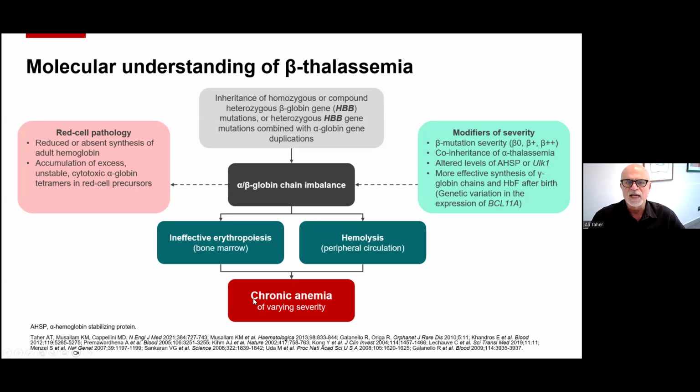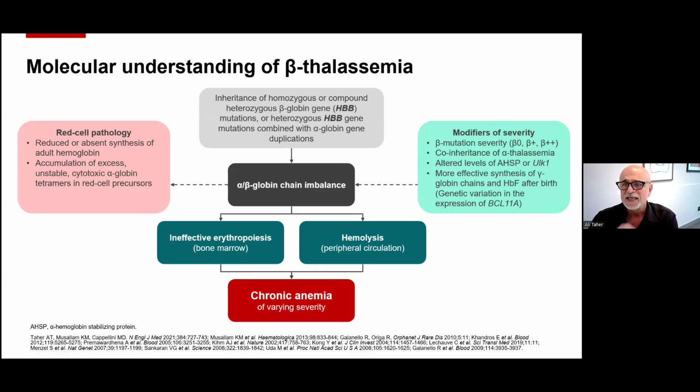So the whole story starts, as you know, in beta thalassemia with an imbalance between the alpha to beta globin chain. This imbalance would lead to what we call red blood cell pathology, and this is because of reduced or absent synthesis of the adult hemoglobin. So there will be accumulation of the excess alpha on the red blood cell. This would lead to what we call ineffective erythropoiesis within the bone marrow and hemolysis out of the bone marrow. Both ineffective erythropoiesis and hemolysis would lead to what we call chronic anemia.